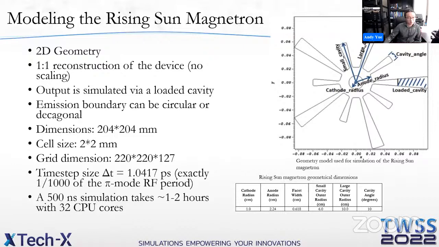The simulated cells are 2 by 2, so this is a relatively coarse simulation grid, but as you can see, it can still produce very good accuracy. The time step size delta t in this case is set to exactly 1/1000th of the pi mode RF period, and this is below the CFL limit. This time step is chosen very deliberately for our analysis later. A 500 nanosecond simulation takes about 1 to 2 hours with 32 CPU cores, and these are not even the latest CPU cores. So this simulation runs rather efficiently.